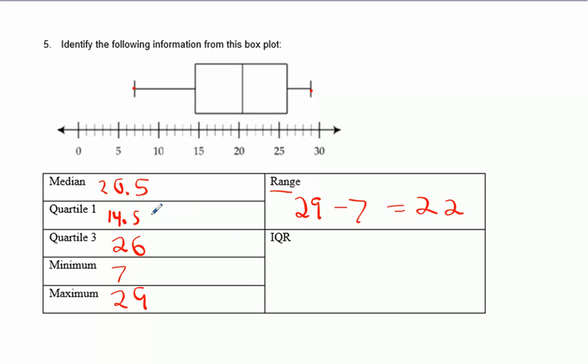And my IQR, again, standing for interquartile range. So again, range means to subtract, so I'm going to subtract the quartiles. 26 minus 14.5. Again, being very precise with my numbers. Putting them in my calculator. Final answer, 11.5. Okay. Hope you had fun with this activity.